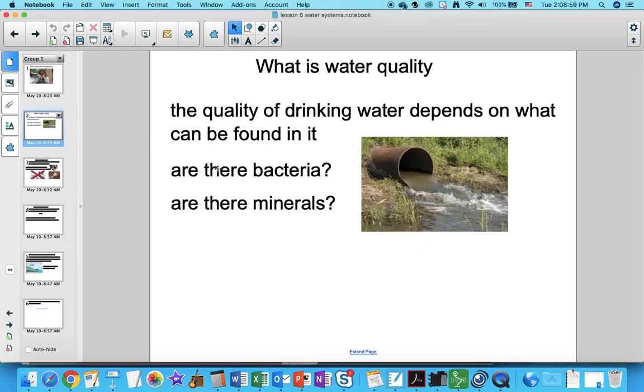The quality of drinking water depends on what can be found in it. Do we see bacteria? What kind of minerals are there? If there's too much bacteria in your water, you could get sick. If there are certain minerals in water, it could be poisonous. And so understanding the quality of water is very important as to knowing what is drinkable and what is not.